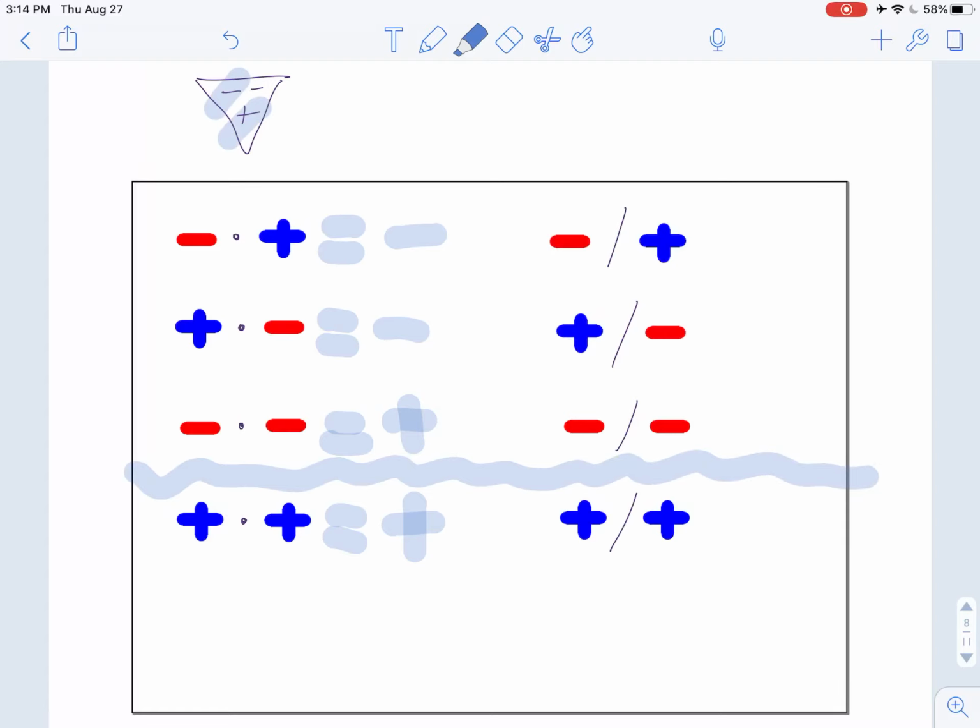Or we have a negative divided by a positive, which is a negative. We have a positive divided by a negative, which is a negative. We have a negative divided by a negative, which is a positive. And a positive divided by a positive is always that positive as well.